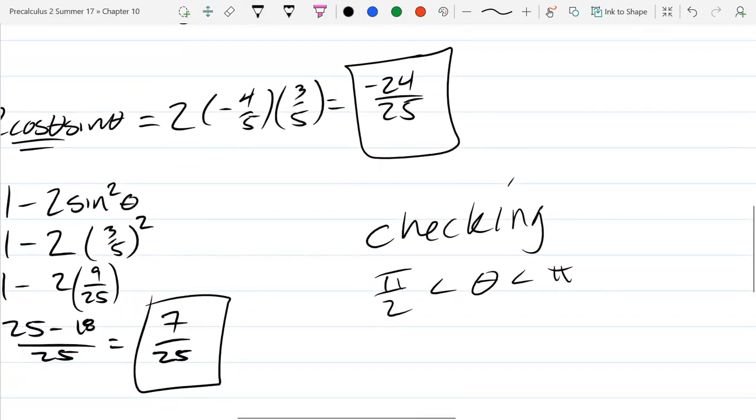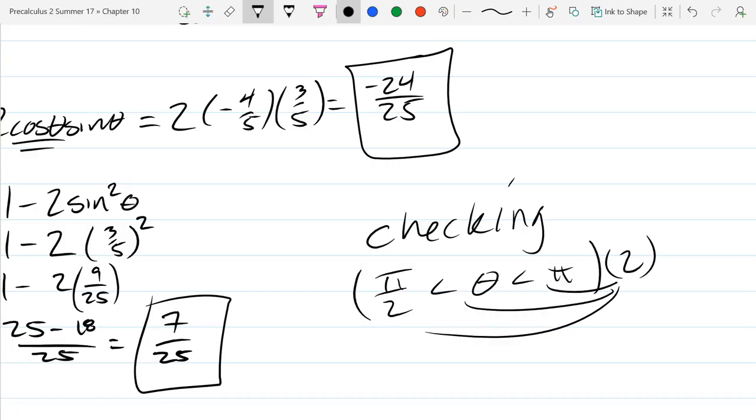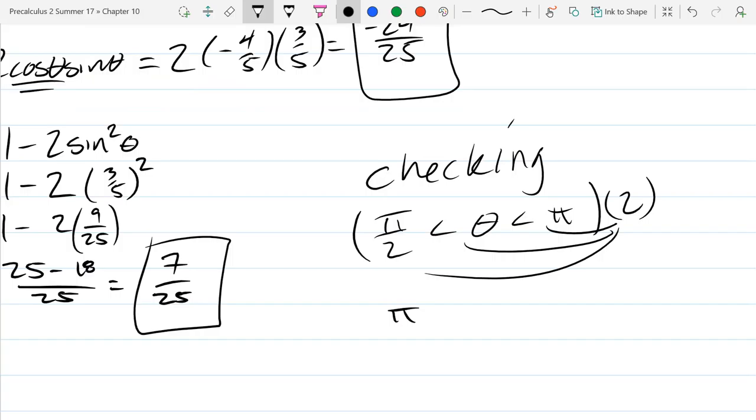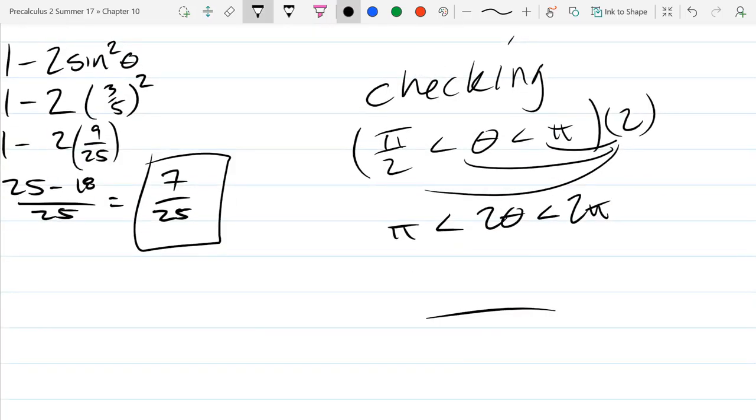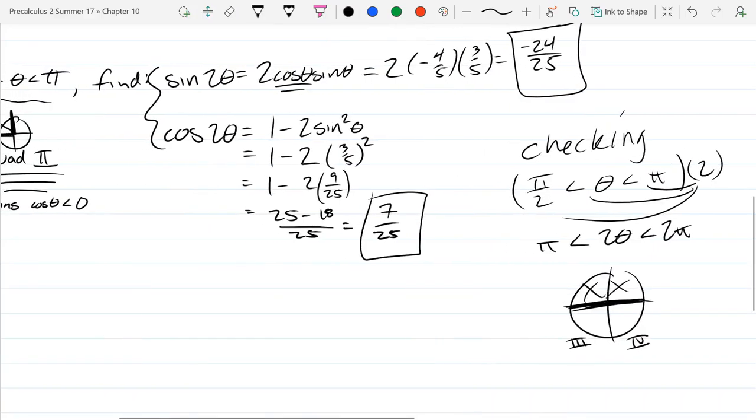So I wanna know about 2 theta. So I'm gonna take this, multiply by 2. Now multiply all 3 sides of this inequality by 2. So between pi and 2 pi. So we're in quadrant 3 or 4. Definitely not in one of these two quadrants, 1 and 2. Those are out.